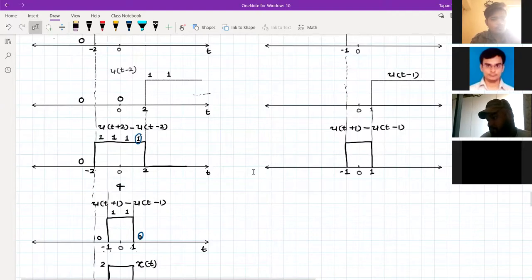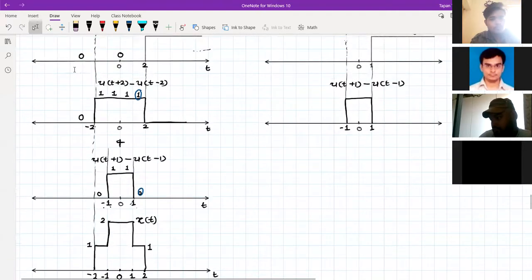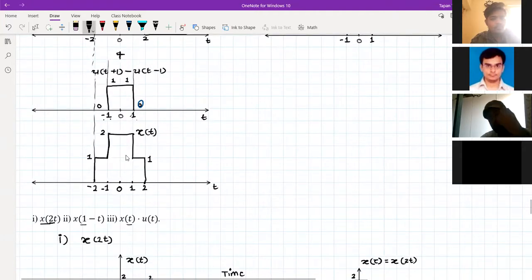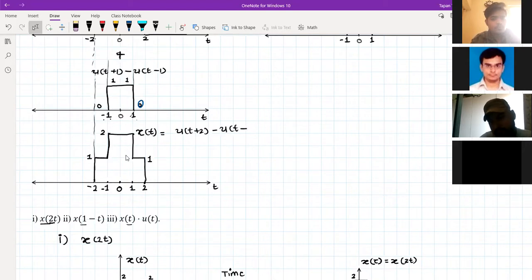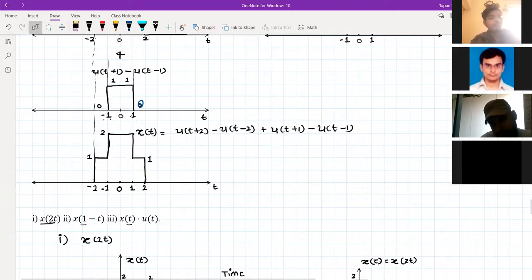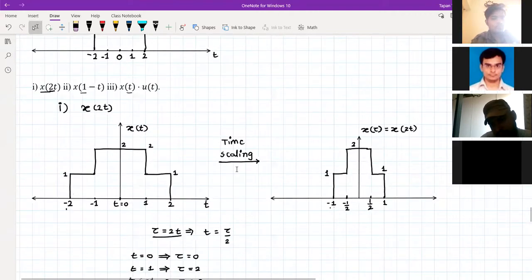Fine. And then you add these two signals, u of t plus 2 minus u of t minus 2 and u of t plus 1 minus u of t minus 1. You add them and you get your original signal, which is x of t, and it is given by u of t plus 2 minus u of t minus 2 plus u of t plus 1 minus u of t minus 1. Right? Fine.